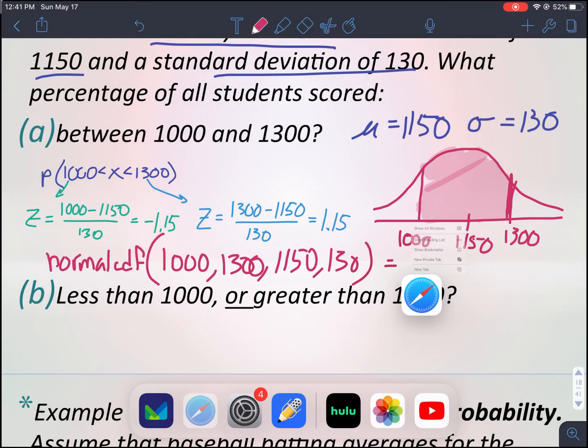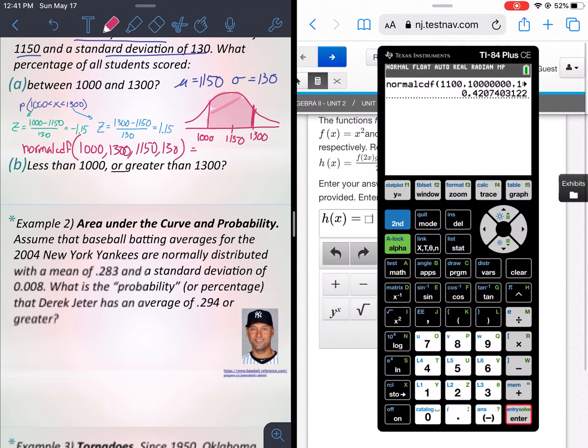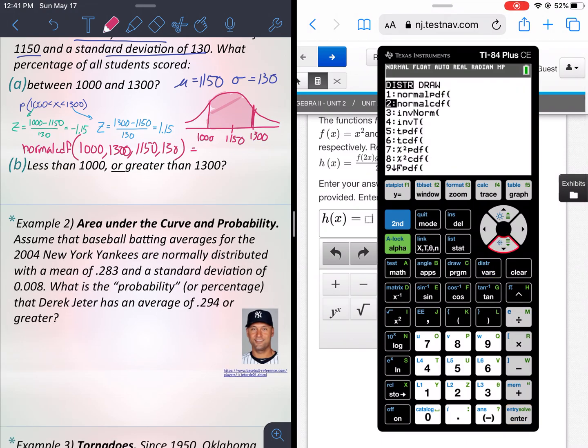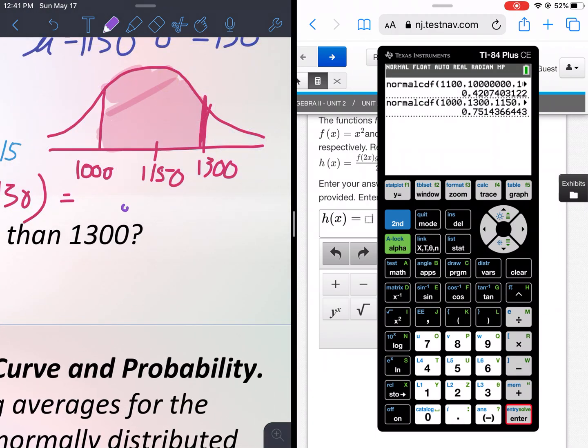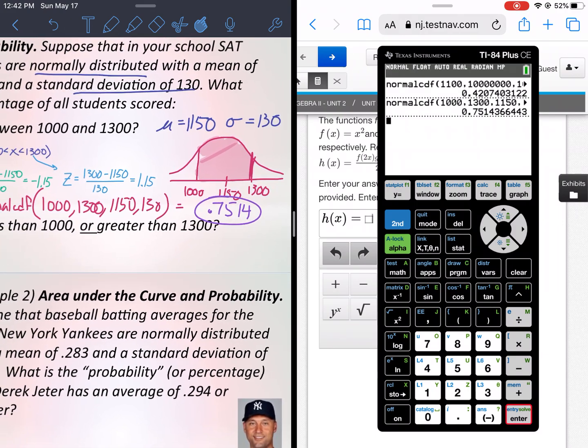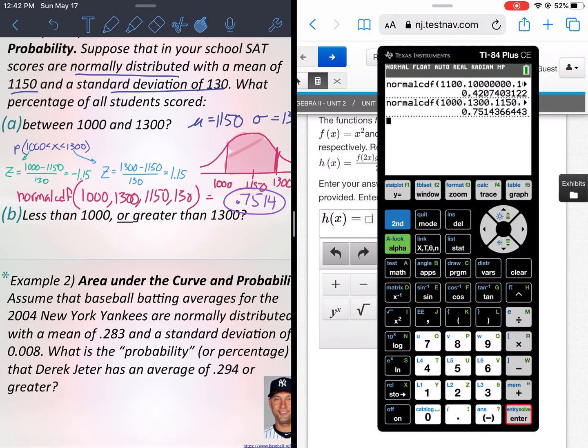Let's go back to the calculator. Let's press normal CDF, but let's go from 1,000 to 1,300, mean 1150, standard deviation 130. And I get an answer of 0.7514. So 75.14% of the students score between 1,000 and 1,300.